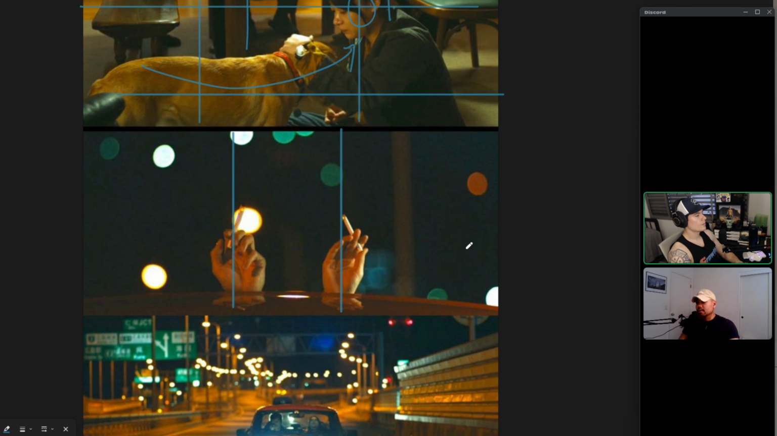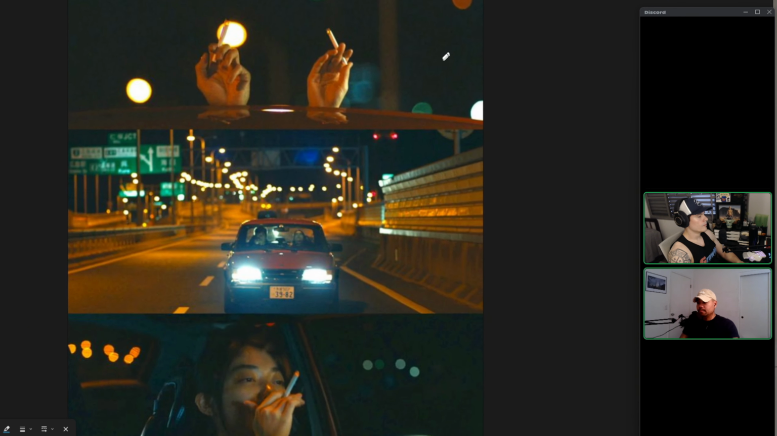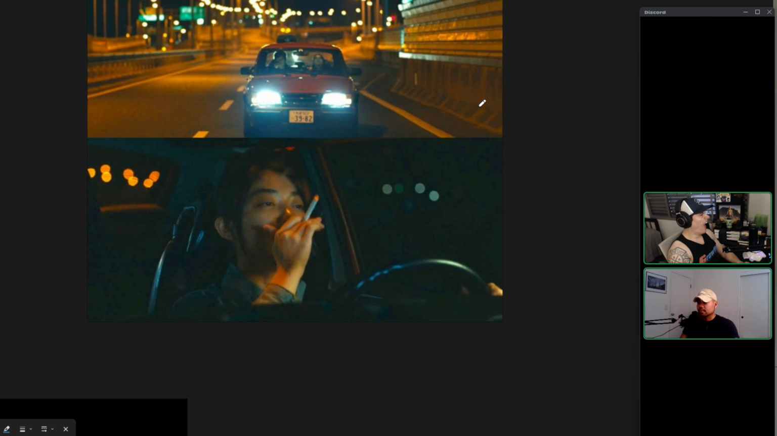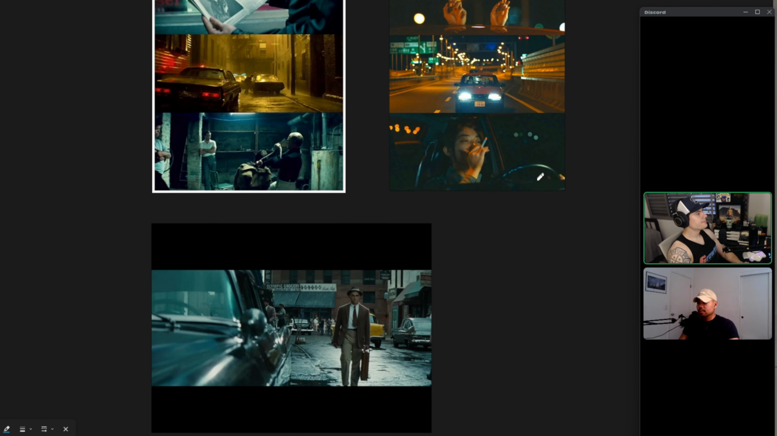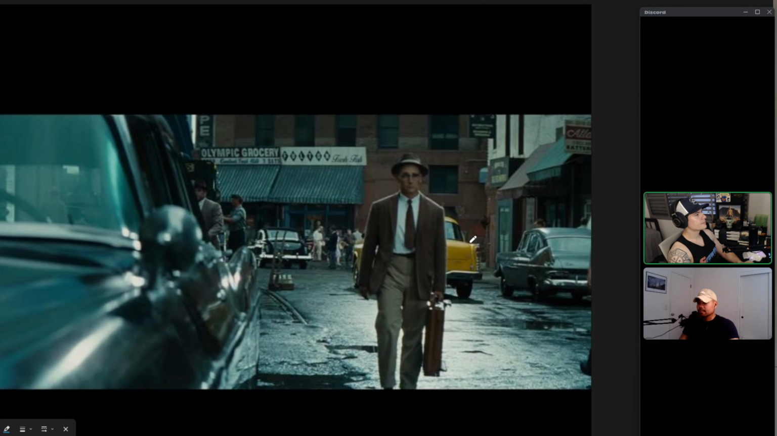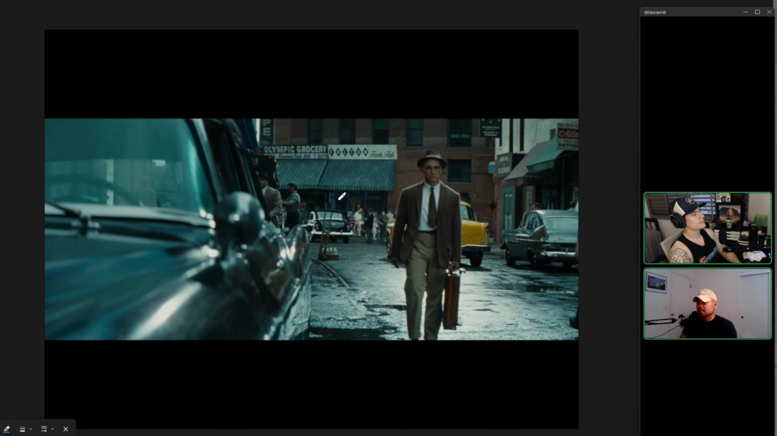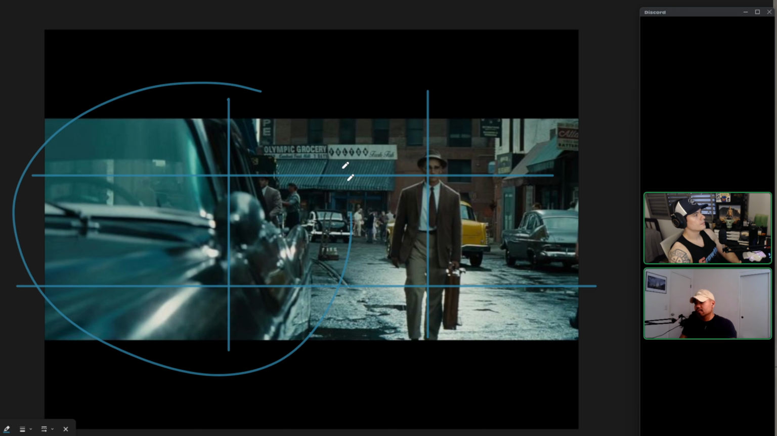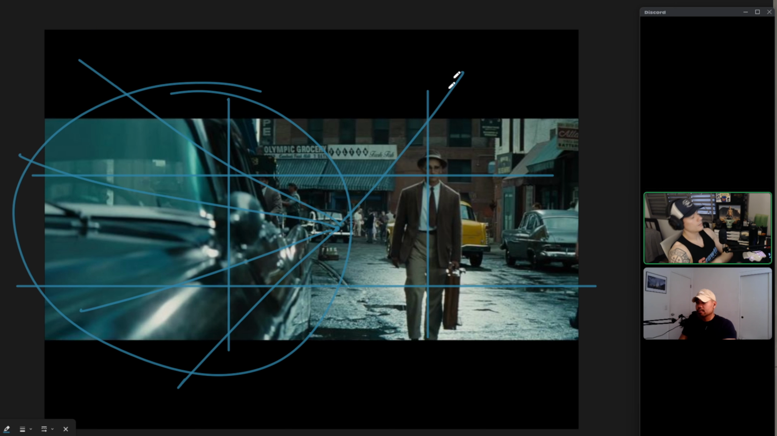So that, and then we'll do one more. Let's do this one. This one is also a good example of having this really big focal point right here, and then it kind of radiates out from this point. So we have that perspective composition again.